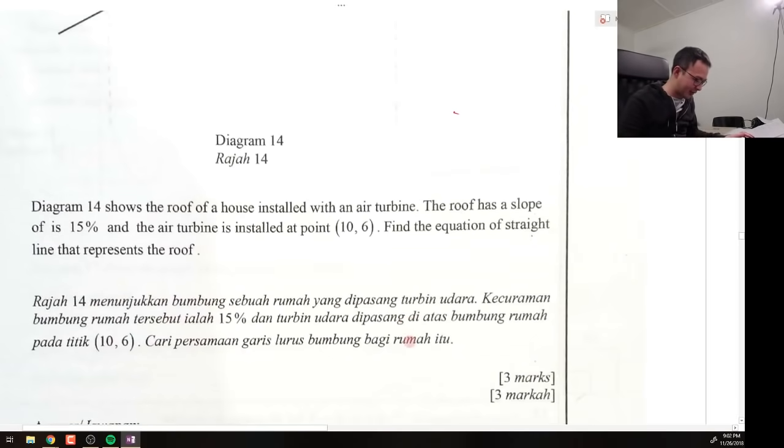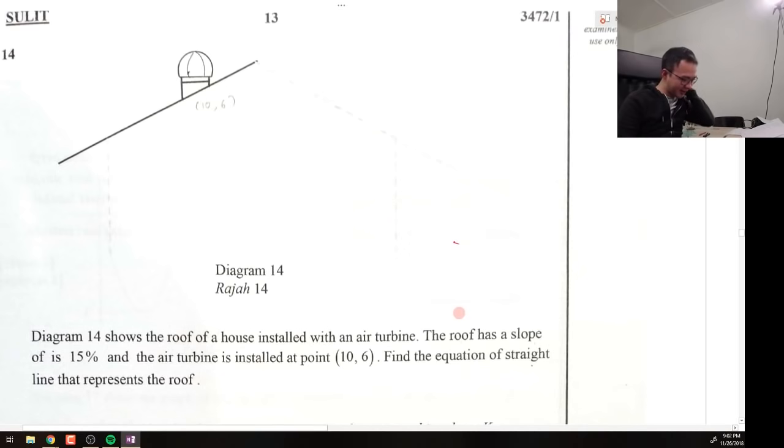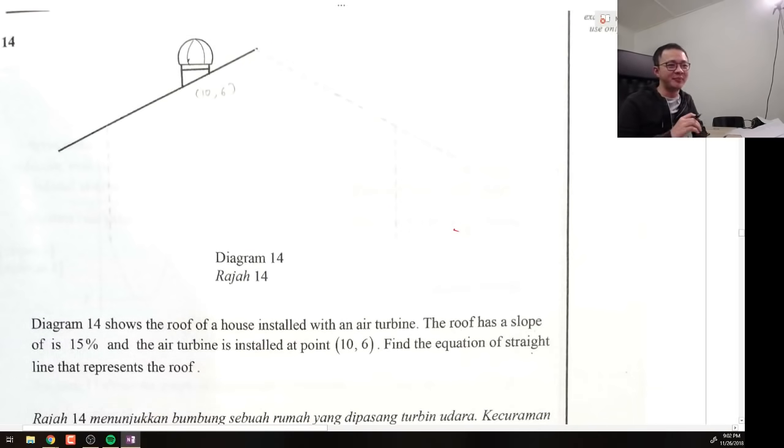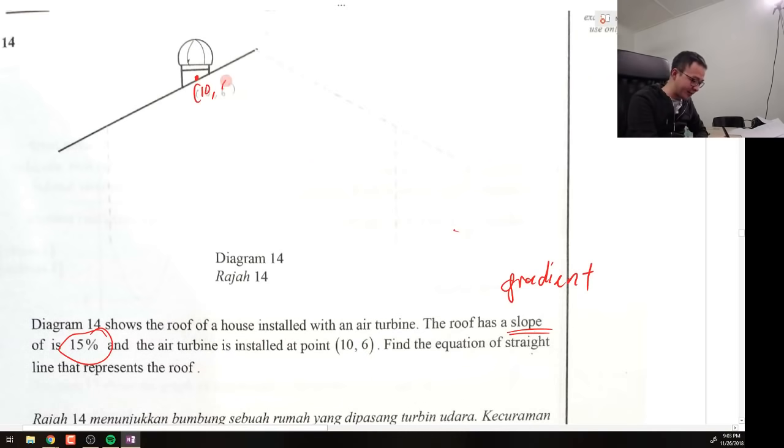This one actually is not that difficult, but maybe some students will find it quite hard. It says diagram 14 shows the roof of a house installed with an A tubing. So the roof has a slope. When you see the word slope, you should understand that it is basically the gradient. It's 15%. And the A tubing is installed at the point (10, 6). So the coordinate for this one will be (10, 6). Find the equation of the straight line represented by this.